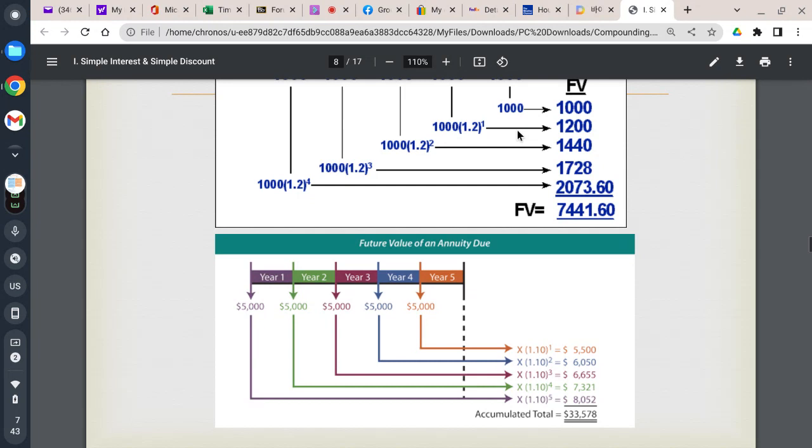Okay, so unless it is specifically mentioned or stated in the problem that it is annuity due, basically the default is always the ordinary. Okay, default.